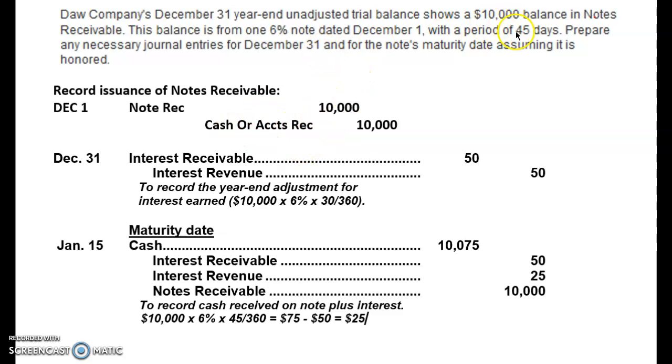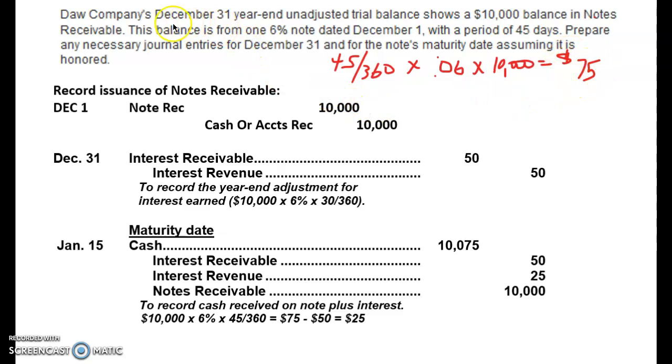Now it's a 45-day note. All right, so 45-day note over 360 times 6%. I like to do it in decimal form. Y'all can keep the percent if you want. Times 10,000. Do it on your calculator and you get $75.